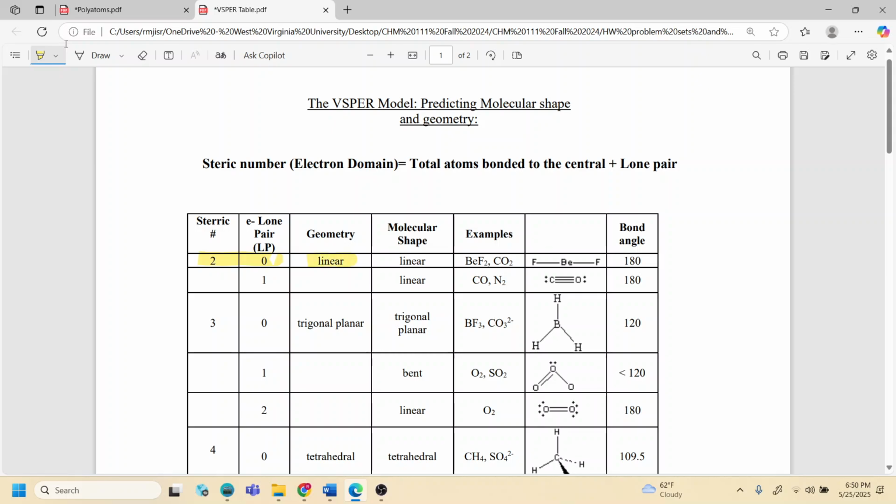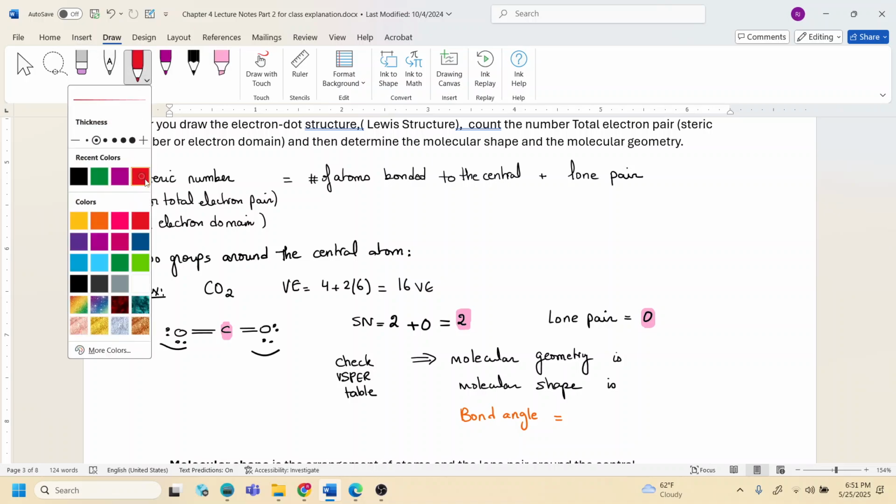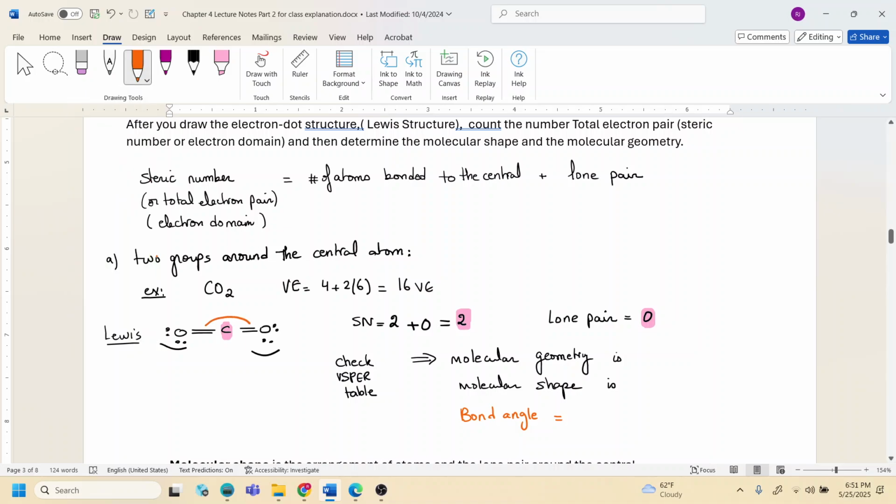You can read the geometry and you can read the shape. So the geometry is linear, the shape is linear in here, and the bond angle is 180 degrees. Of course, if it is linear, then it is a line, and the line has a bond angle of 180 degrees. So my bond angle is between the bonds of the central atom and the atoms that are connected to it. The bond angle is 180 degrees. My molecular geometry is going to be linear and my shape is going to be linear.